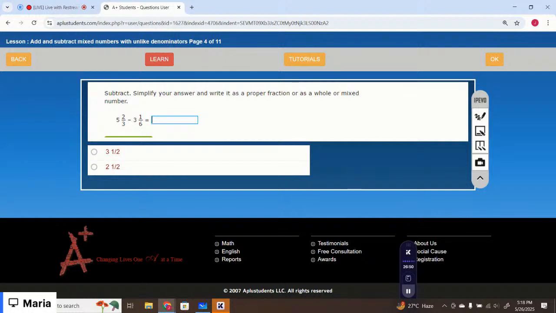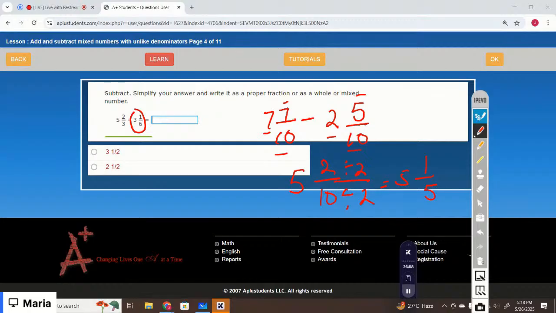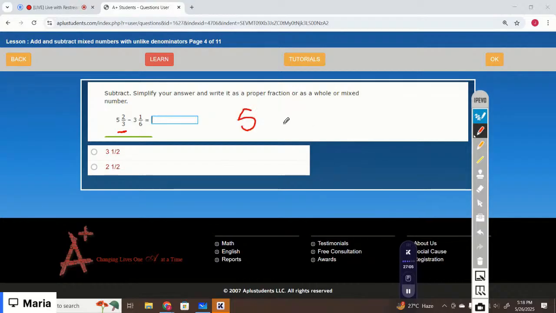5 whole 2 over 3 minus 3 whole 1 over 6. So 3 times 2 is 6. Multiply the fraction part by 2. 2 times 2 is 4, 2 times 3 is 6. Minus 3 whole 1 over 6. Just subtract, and find the correct option.